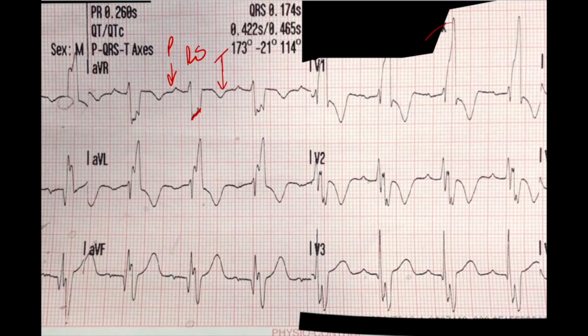In aVL, we should have inverted P waves, which we do. We're kind of moving back to this fragmented QRS complex, this RS, R prime, R double prime complex. In aVL, we know the T wave should be inverted, so that's fine.